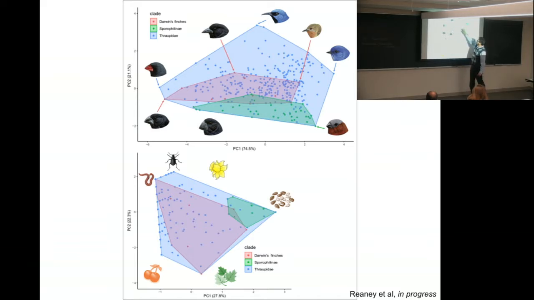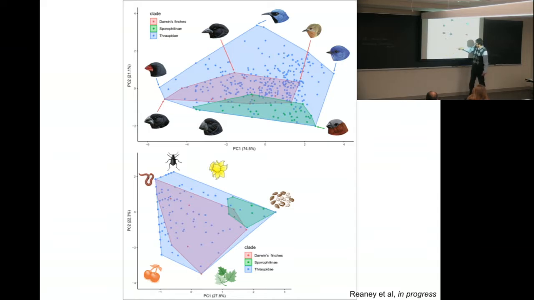This is the Darwin's finches, the seed eaters, which occupy a portion of it, but a little bit to the side, which will become important. The next slide is the ecological PCA. This is the different diets in which they feed as a group.